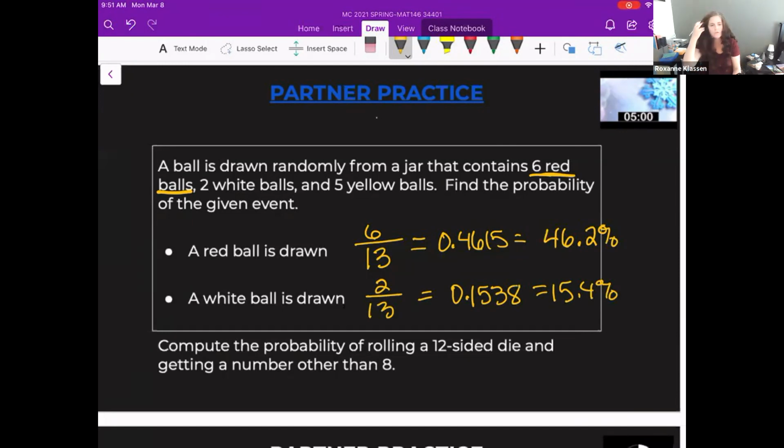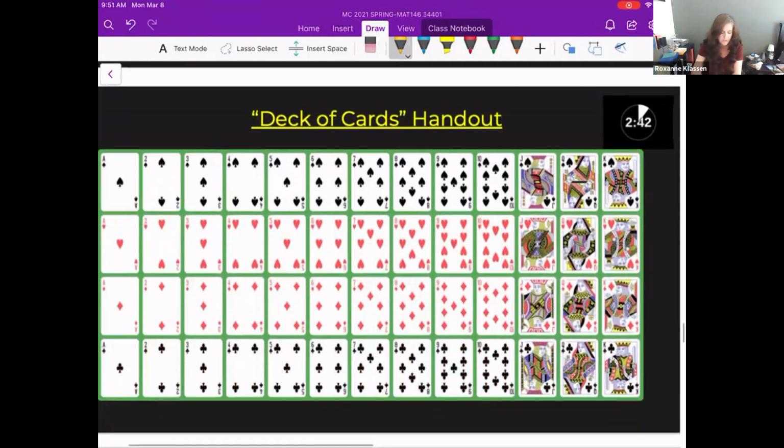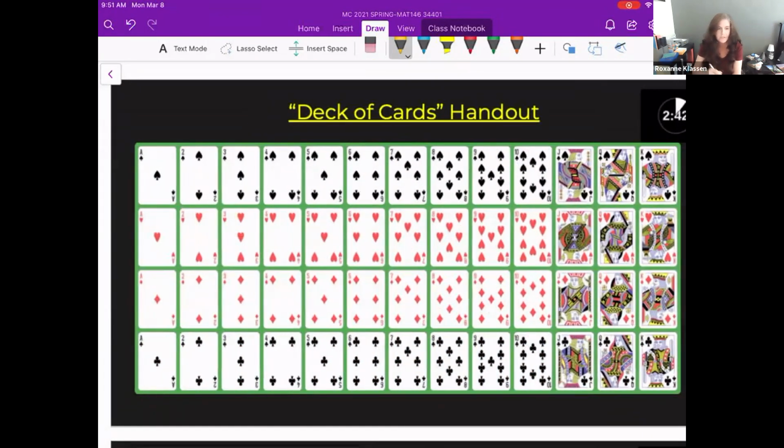I'm going to put you in your groups now. And if you look, the next one is about cards. And I gave you a deck of cards. How many of you know a deck of cards already? Like you're familiar with a deck of cards? Like you know how many diamonds, how many hearts, how many spades, how many clubs? Not all of you do. Some of you do. So if you need this deck of cards handout, I don't think it's on that worksheet, is it? Oh yeah, it is. Good. It's on that worksheet so you can see the picture.